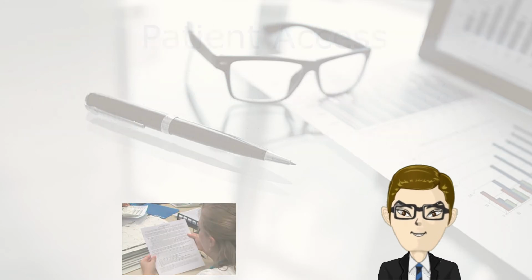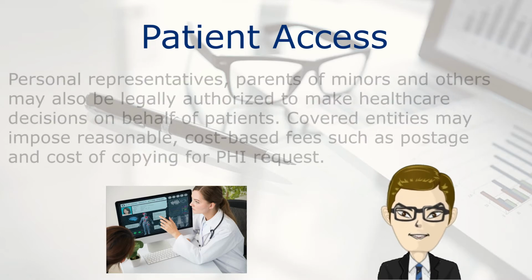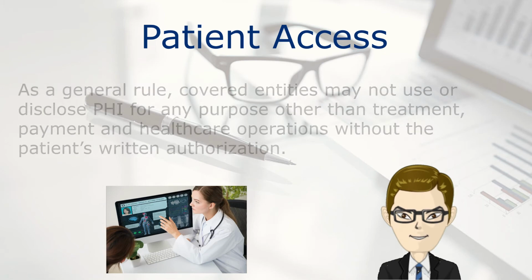Let's move on to patient access. Except in certain circumstances, individuals have the right to review and obtain copies of their protected health information. Personal representatives, parents of minors and others may also be legally authorized to make healthcare decisions on behalf of patients. Covered entities may impose reasonable, cost-based fees such as postage and cost of copying for PHI requests.